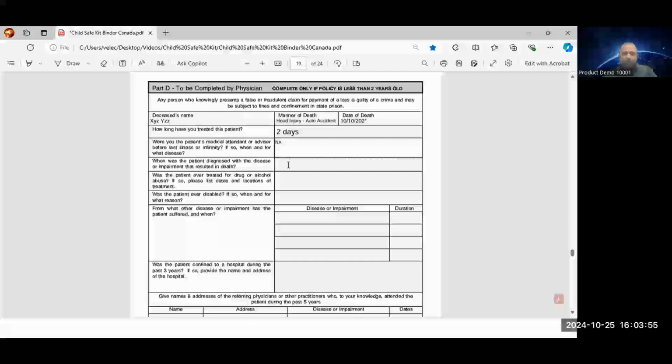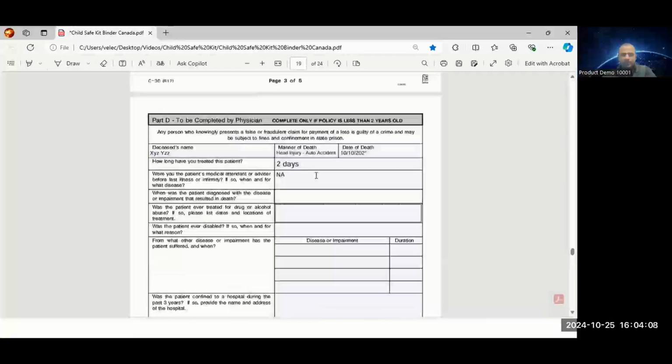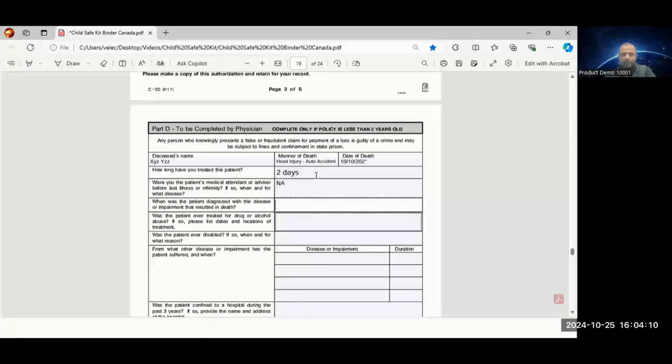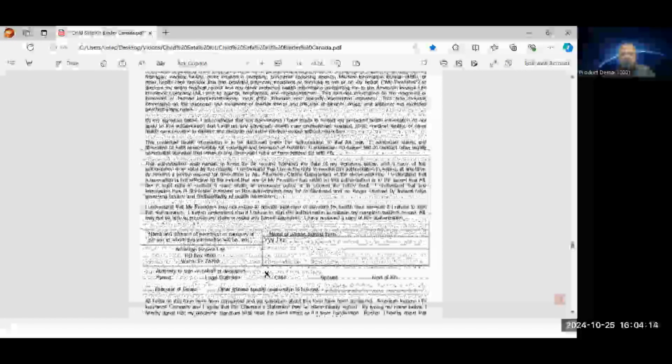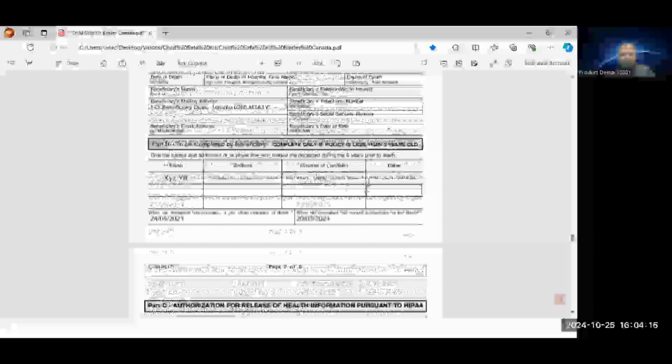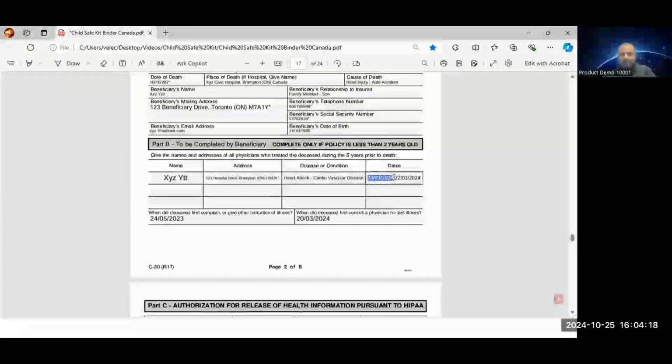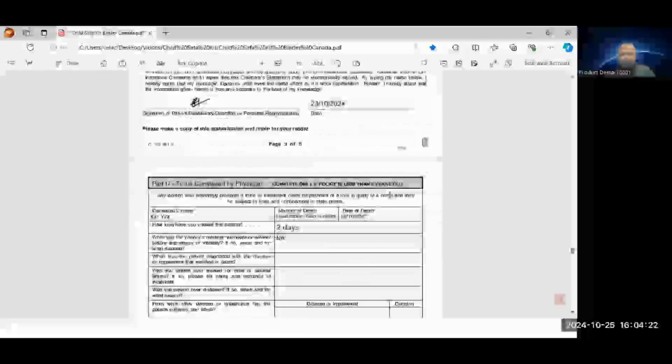All right. When was the patient diagnosed with the disease or impairment that resulted in death? Okay, so let's say this is... so the diagnosis would be the same day when this patient went to see the doctor. So let's say 20th of March, 2024.